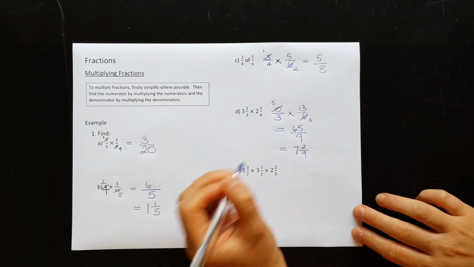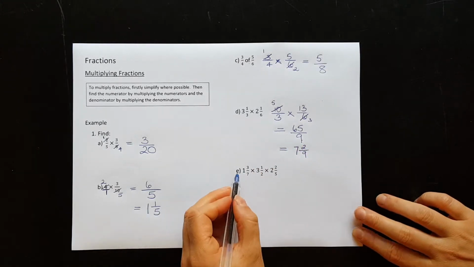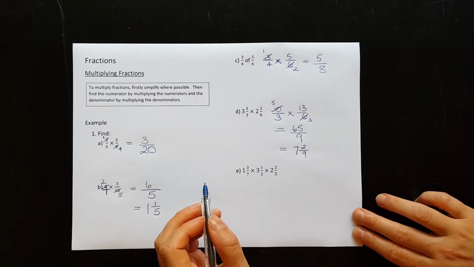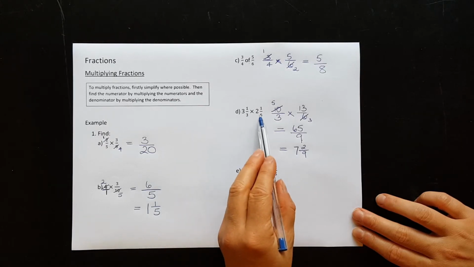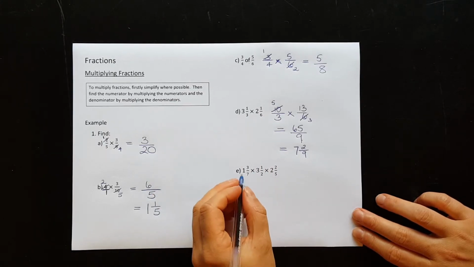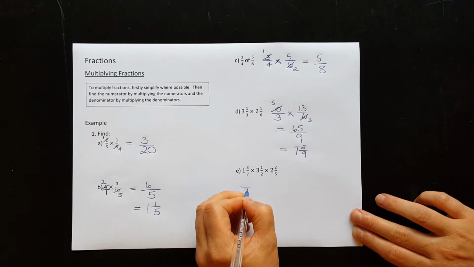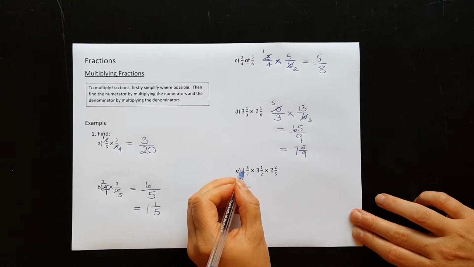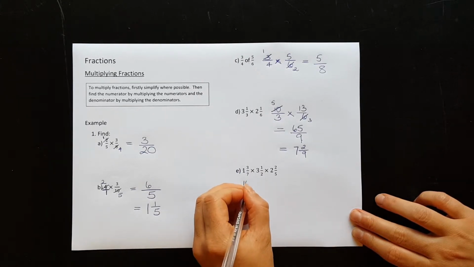Out of 9. All right, E, we've actually got 3 fractions multiplied together. So it's just a longer version of this. We need to change them into improper fractions. So 7's the denominator for the first one. 1 times 7 is 7, plus the 3 is 10.